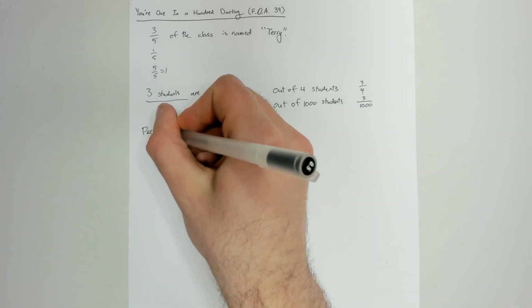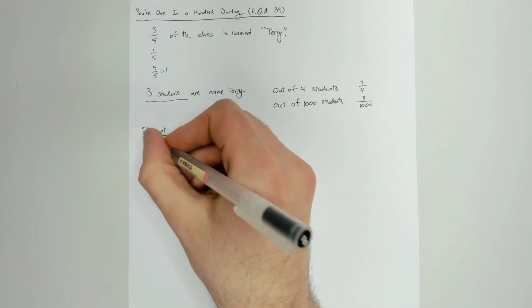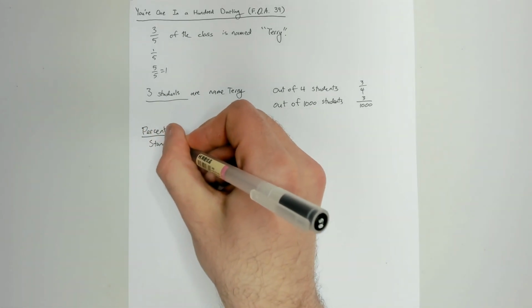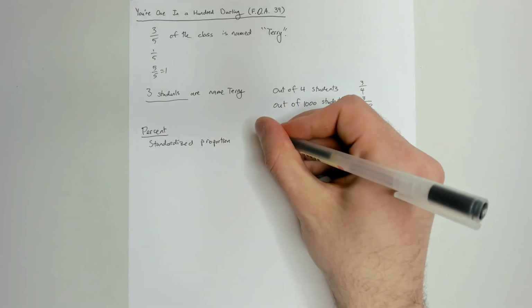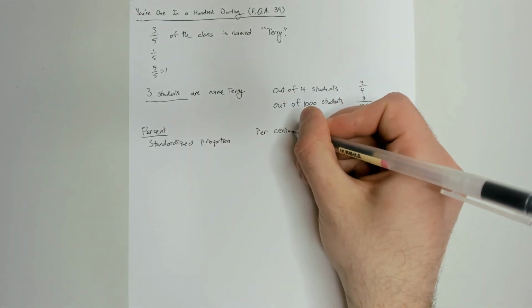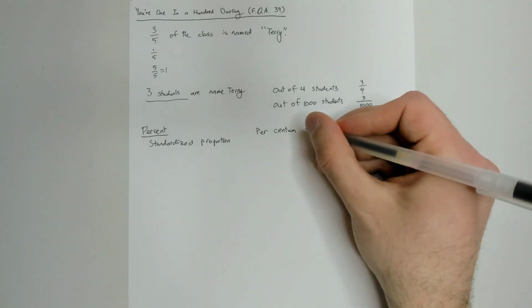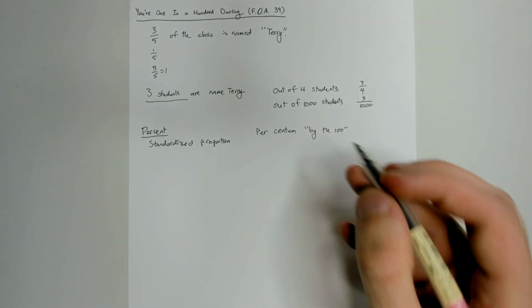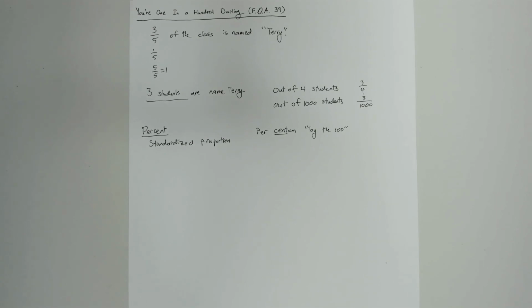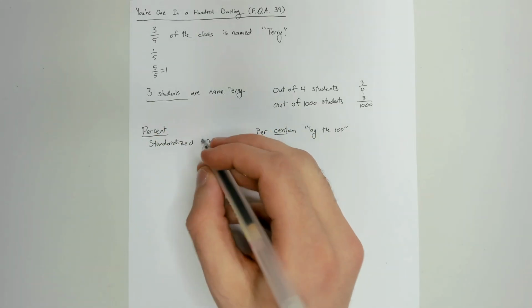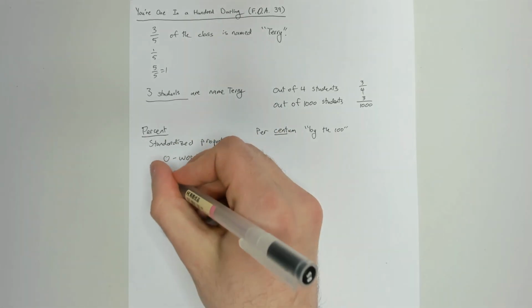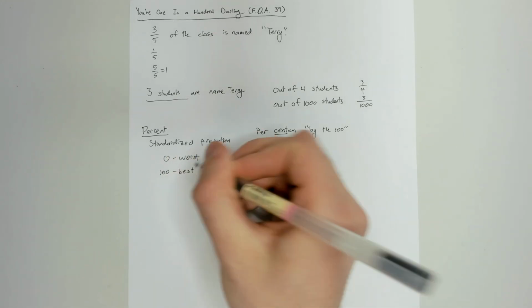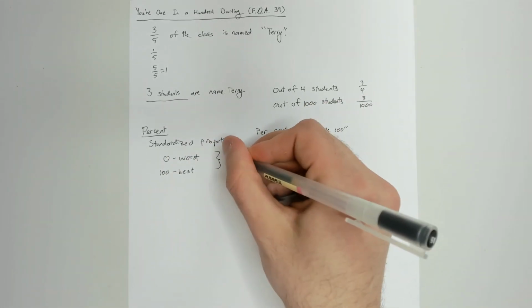A percent is a way of having a standardized proportion. So it's always out of the same amount every time. And percent comes from the Latin percentum, which means by the 100. If any of you know some French, you'll know that cent means 100, right? So it's a standardized proportion where essentially 0 is your worst, 0 out of the 100, and 100 is your best. So your total for your proportion is always out of 100.